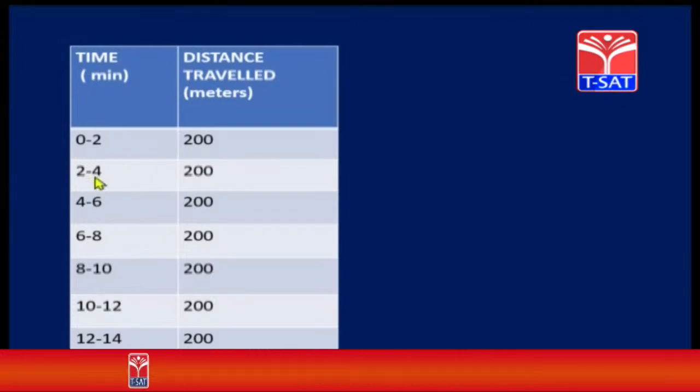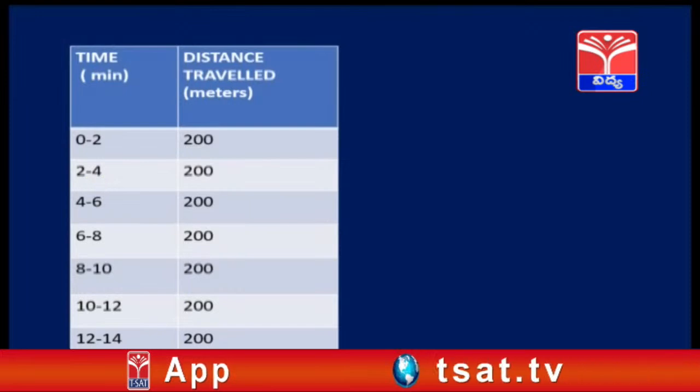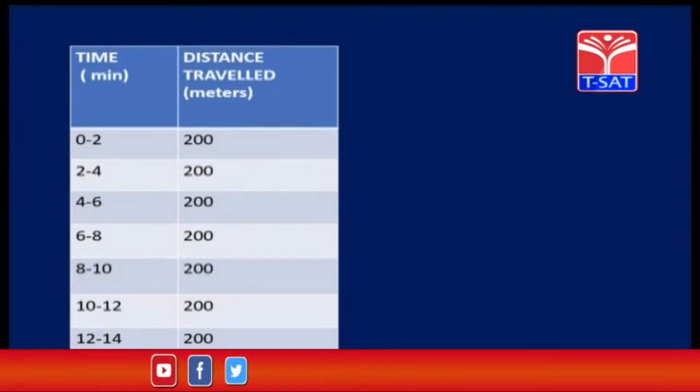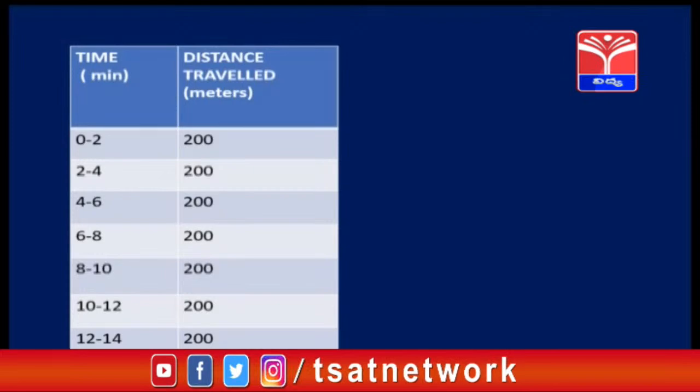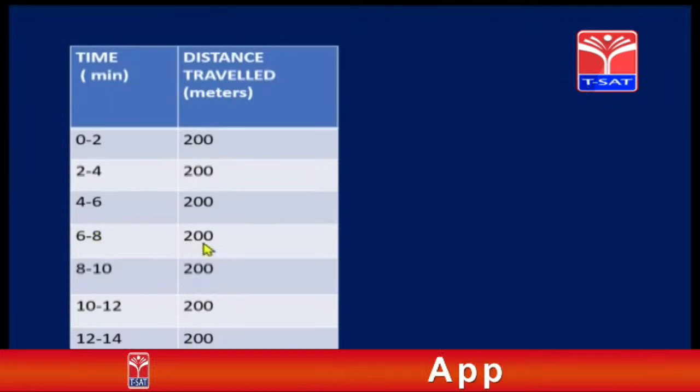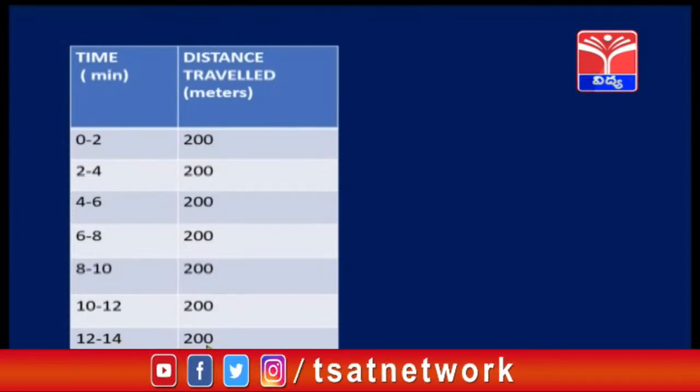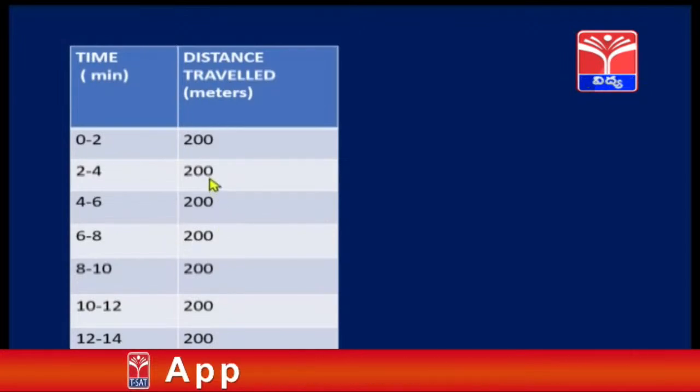in between these two, that is this 2-minute time interval, she again covered a distance of 200 meters. And after the end of the fourth minute up to the sixth minute, she covered again 200 meters. Like this, 6 to 8, that is 200 meters, again 8th minute to 10th minute 200 meters, 10th minute to 12th minute again 200 meters, and finally 12th minute to 14th minute 200 meters again. Every 2 minutes she covered a distance of 200 meters.